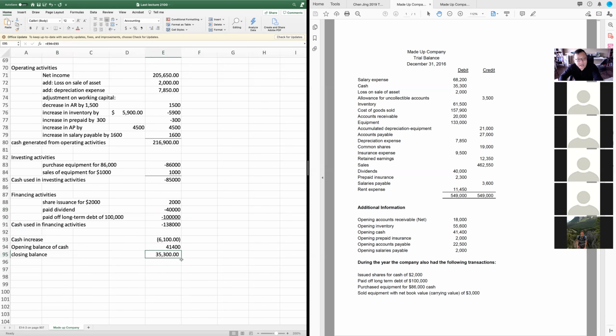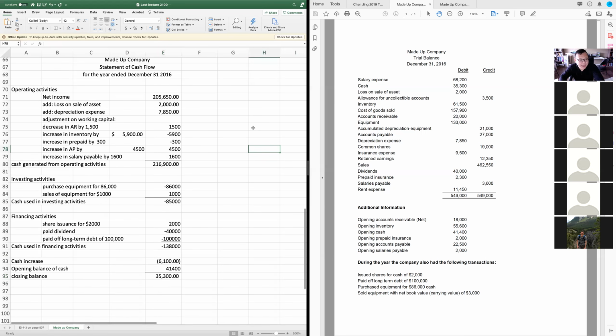So now my closing balance is 35,300, which is correct, 35,300. See, that's my statement of cash flow.